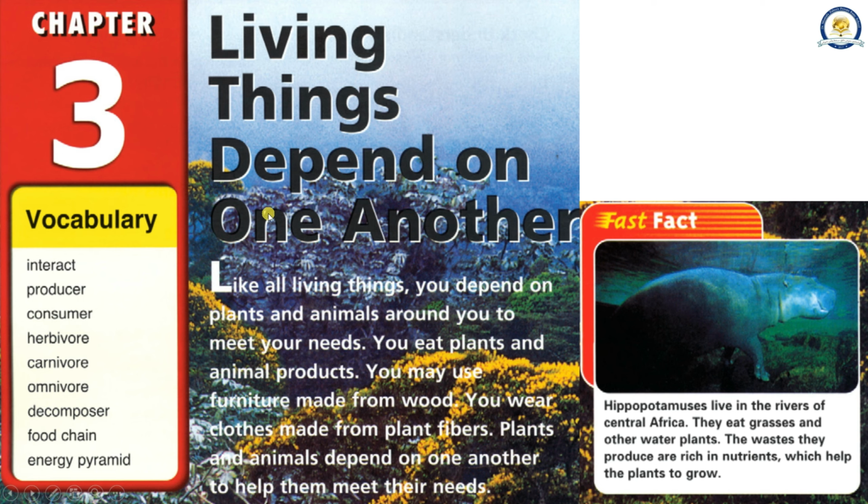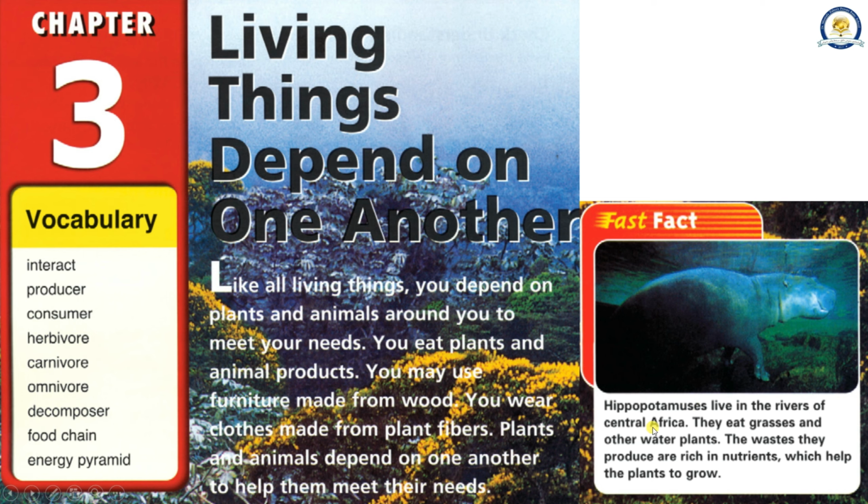Living things depend on one another. Like all living things, you depend on plants and animals around you to meet your needs. You eat plants and animal products. You may use furniture made from wood, you wear clothes made from plant fibers. Plants and animals depend on one another to help them meet their needs.